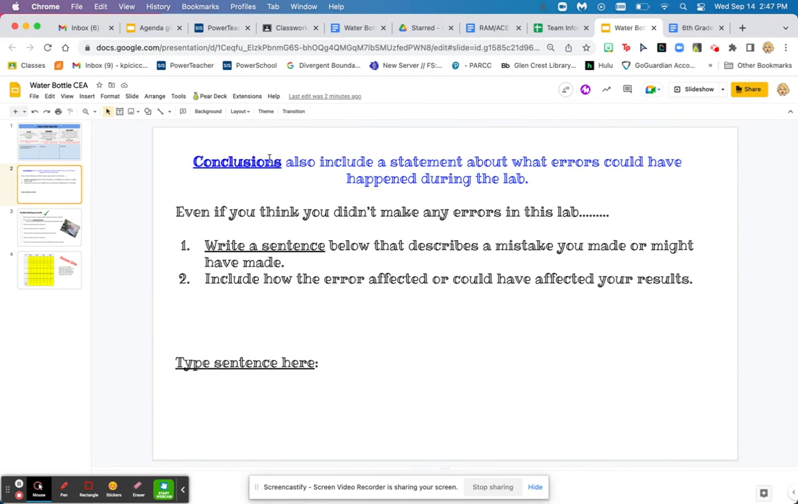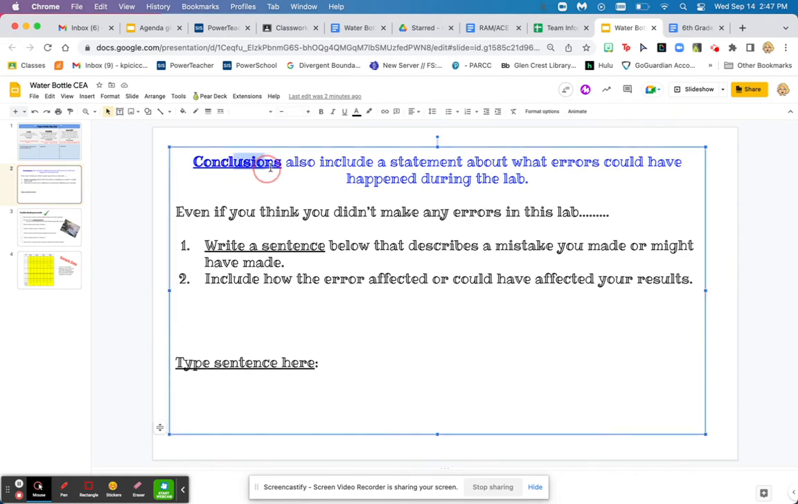The second screen says this: conclusions also include a statement about what errors could have happened during the lab. So what's cool about a conclusion is you can say, here's where I messed up. Oops, this is what might have happened in my lab because I messed up. So we're going to practice that. Even if you think that you didn't make any errors, you're going to pretend that you might have done something wrong, or guess what could have possibly gone wrong. And maybe you never even noticed it.